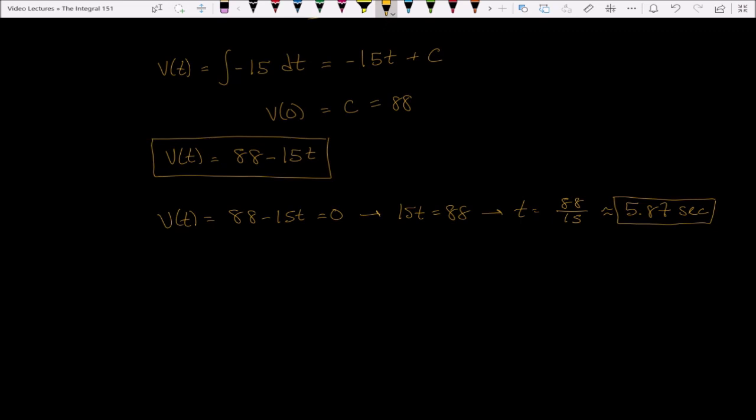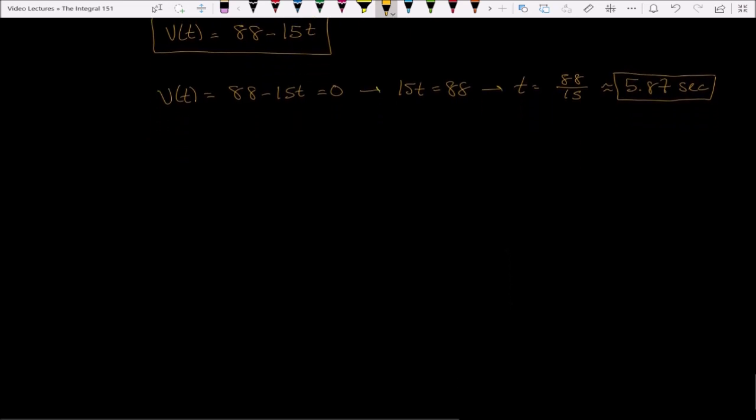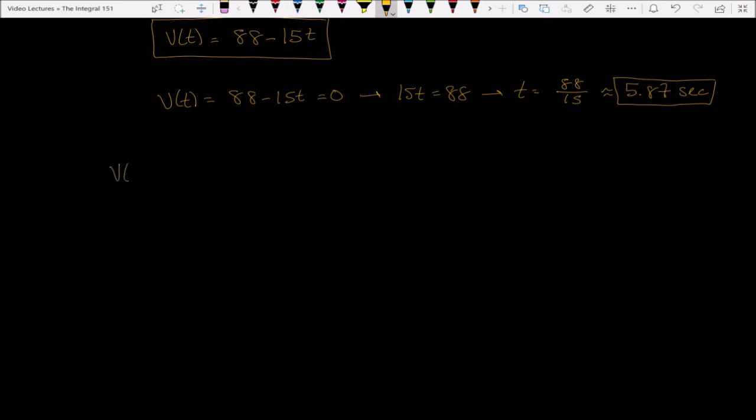Now, how far does it travel, which means we want a position function? Well, we know that v of t is the change in position, ds dt. So ds dt will equal that 88 minus 15t, and since we want to know how far the car is traveling, we can set the position of when the car begins to decelerate at 0 feet.